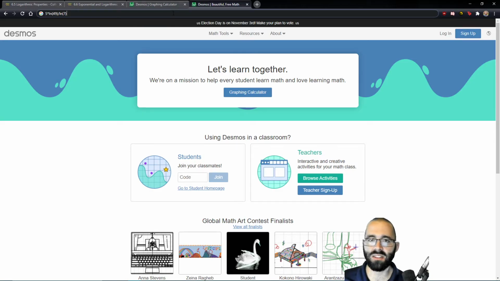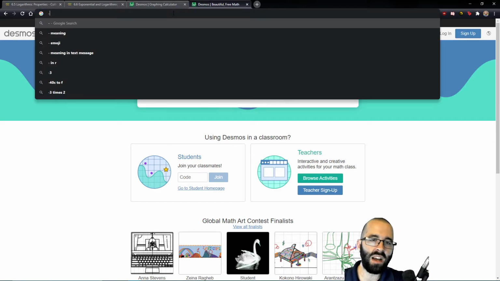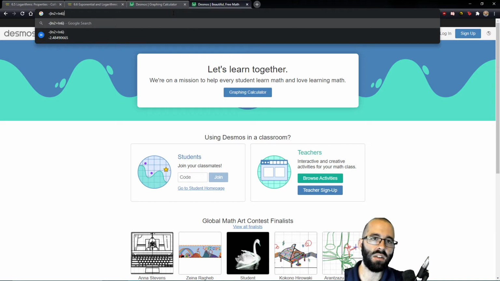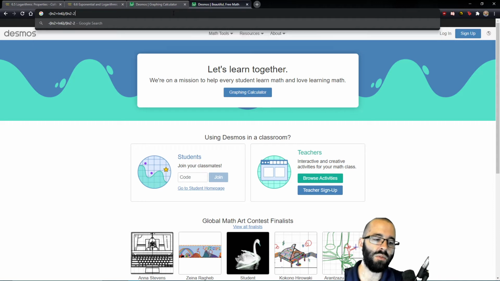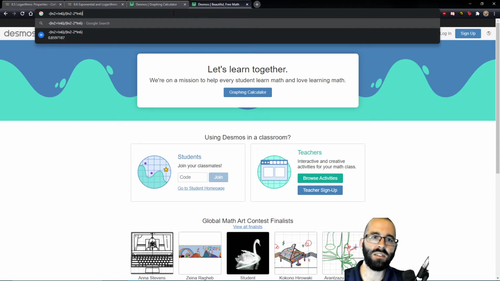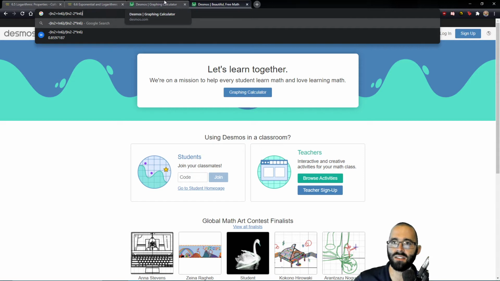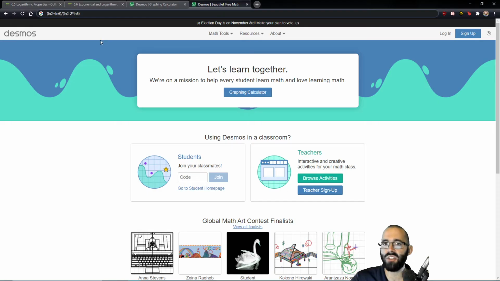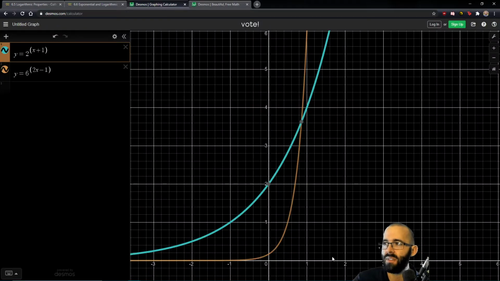Is it about 0.86? So if we plug in what we have, negative natural log of 2 plus ln 6, divided by ln 2 minus 2 times ln 6, again, we get that 0.86. So we can visually see that these two exponential functions are equal to each other at the solution that we found, which showed up here, but it went away.